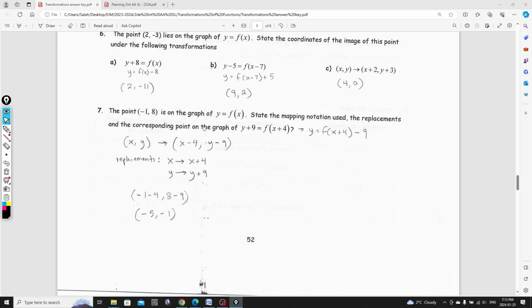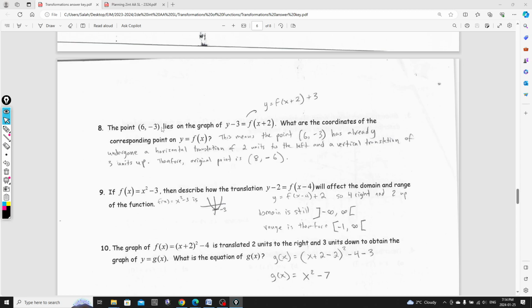And they were asking for the corresponding point. Okay, so using the mapping notation here, I can actually figure out what happens to my point, right? Because I've already done kind of the legwork there. So minus 1 minus 4 is negative 5. And here I've got 8, so 8 minus 9 is negative 1. So the image of this point has coordinates (-5, -1). Okay, moving on to question 8.